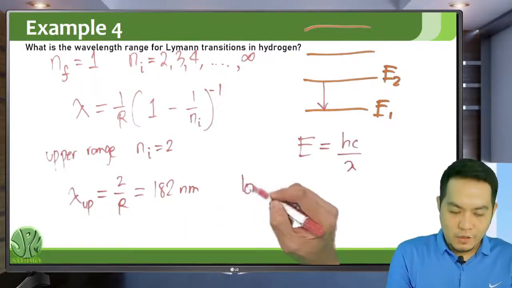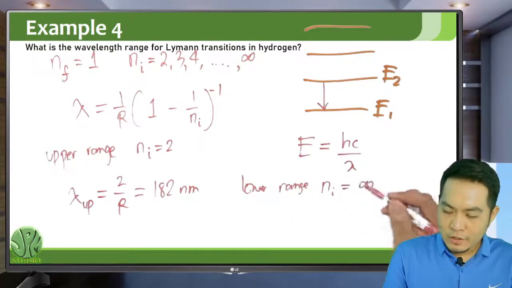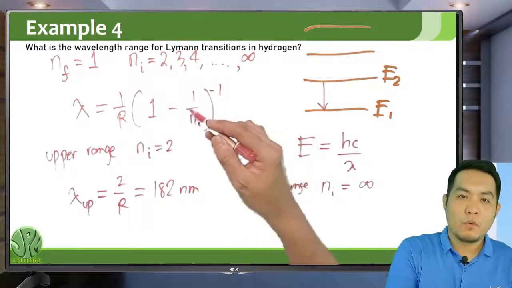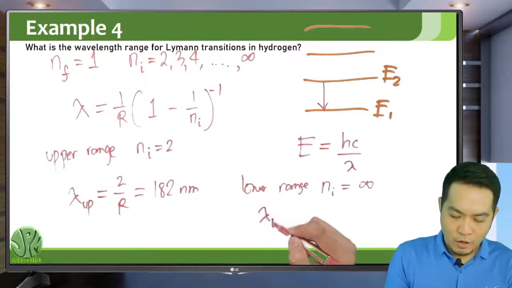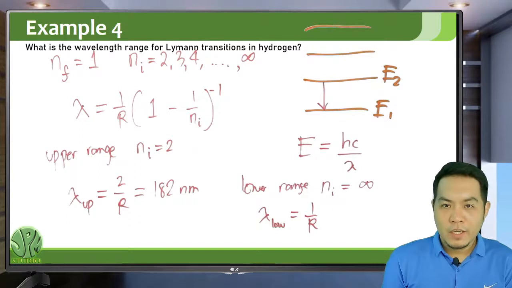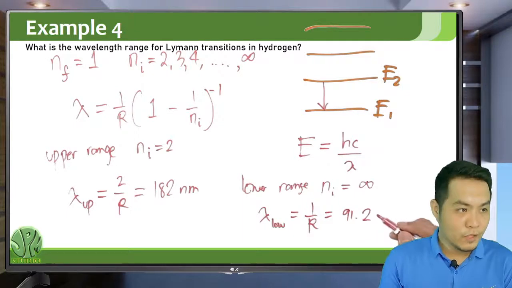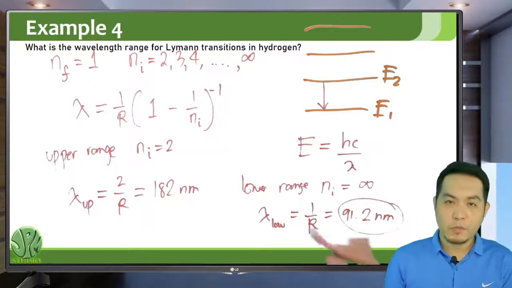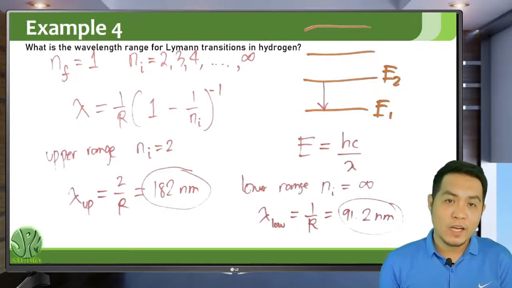For the lower range, that happens from an initial level of infinity. When ni is infinity, 1 over infinity is 0, so you get 1 over R. So the lower range lambda is just 1 over R, which is approximately 91.2 nanometers. So the whole range is from 91.2 nanometers to 182 nanometers. This is the Lyman transition range.